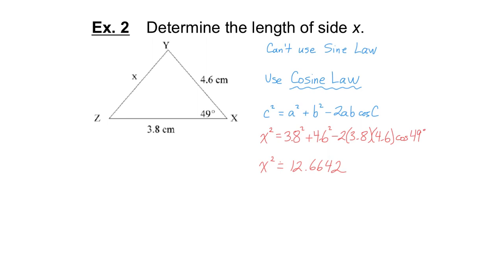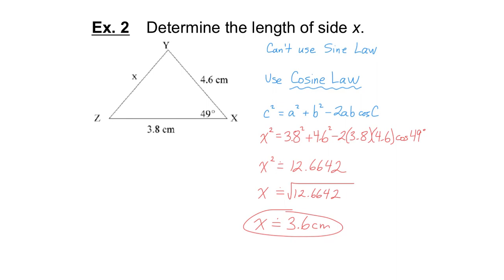Now, at this point, don't clear your calculator. Just keep whatever you have, as many digits as possible, so that you don't lose precision in your final answer. But remember, this is what x squared is equal to. So now, to solve for x, I have to take the square root, and I get approximately 3.6 centimeters as my final answer.